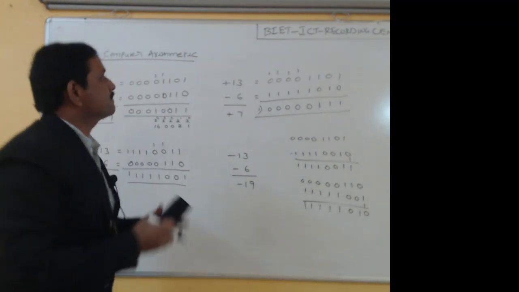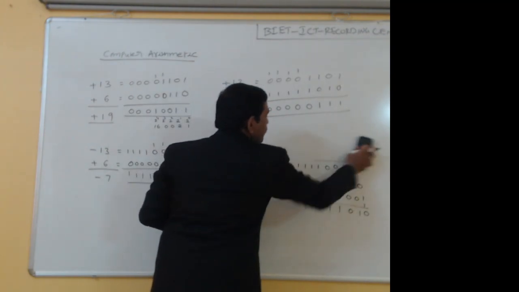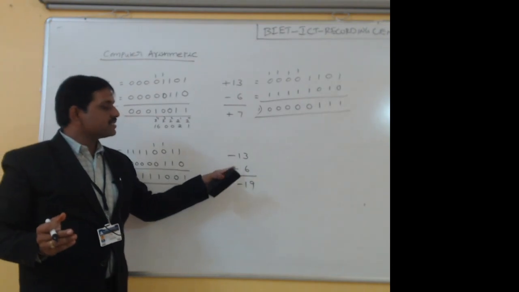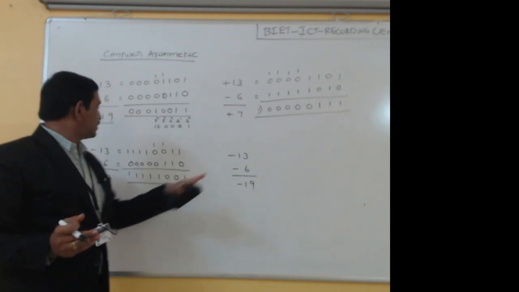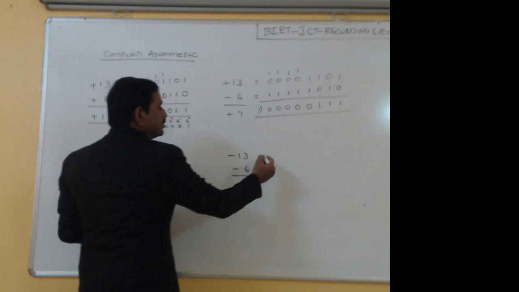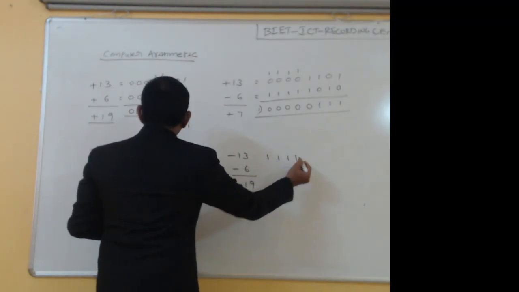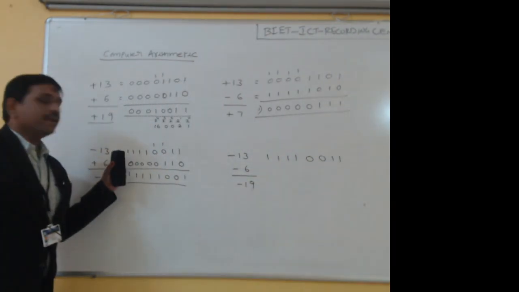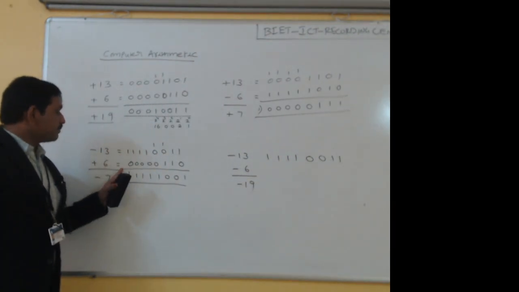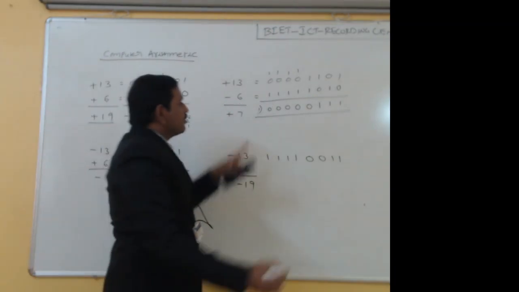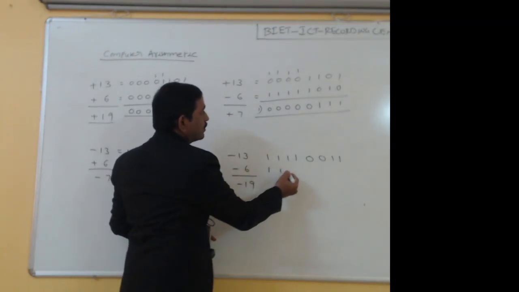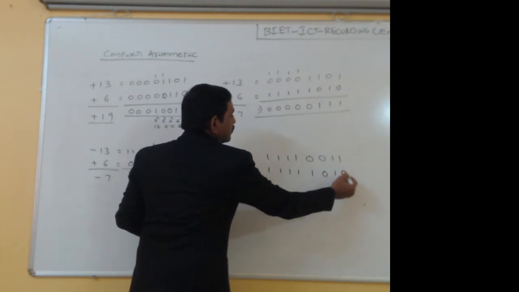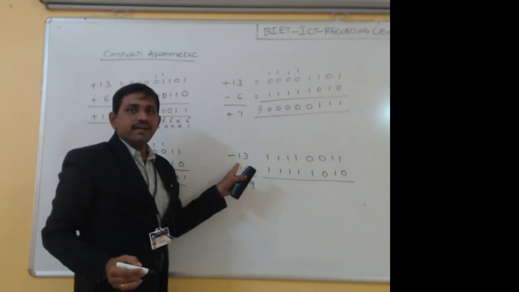Similarly, by adding minus 13 and minus 6, minus 13 is equal to this value: 1, 1, 1, 1, 0, 0, 1, 1. That is the equivalent of minus 13. Next, minus 6. Minus 6 is equivalent to this value, 1, 1, 1, 1, 1, 0, 1, 0. That is minus 13 and minus 6.